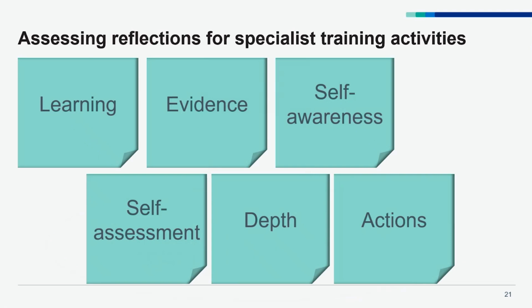And some things to bear in mind when assessing reflections for specialist training activities is that you focus on the learning that they've gleaned from that experience. So that demonstrates that sort of growth mindset. There's the evidence of undertaking the activity. So it's about encouraging them to contextualize by providing examples. So not just saying, I think I need to improve my communication skills. Well, what makes you think that? What specific aspects of that experience tells you that you could have done better in that aspect of it?